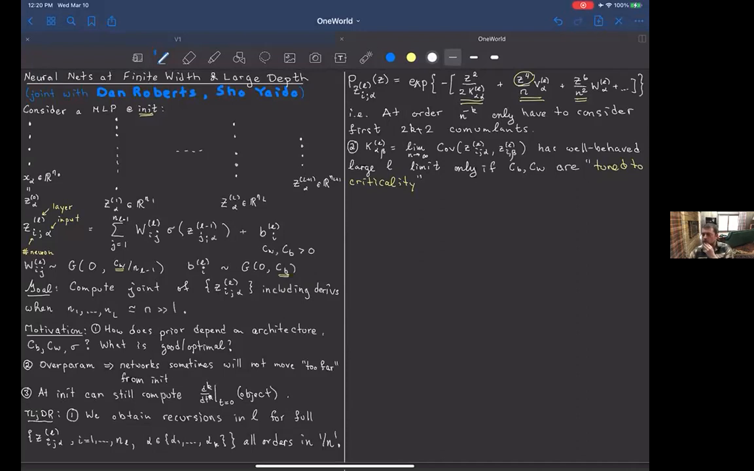Oh, I see there's a question: what orders, and what does it mean for them to be at 1 over n? I just mean that the full probability distribution of the network neurons can be written as e to the power series in 1 over n. So that's all orders in 1 over n.